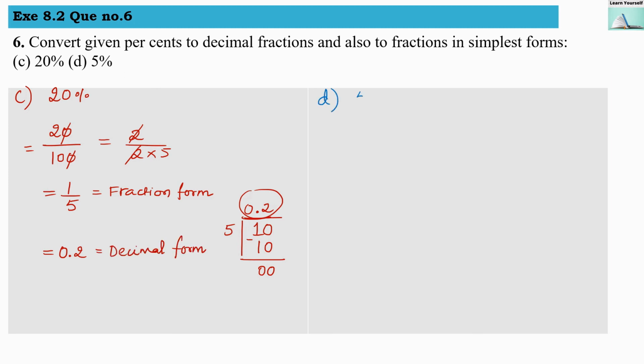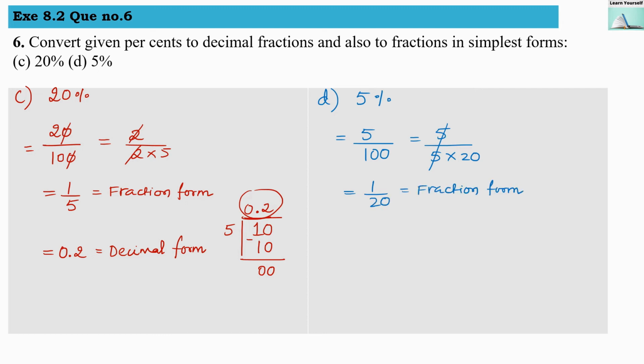D, 5%. So let us convert this into fraction first. 5 divided by 100. So let us simplify this. 5 divided by 5 into 20. So 5 will get cancelled out. Our answer is 1 divided by 20 and that is fraction form.